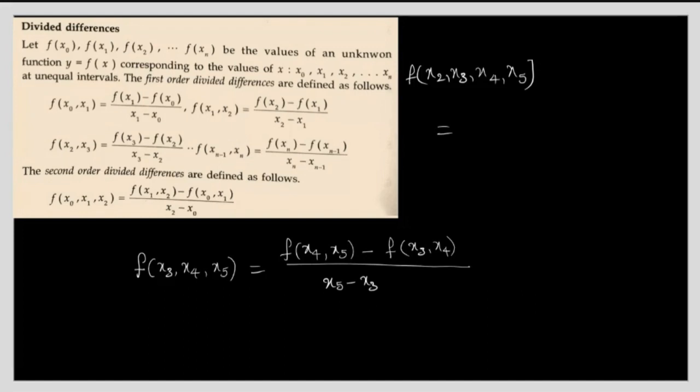Can anyone tell how to define the fourth order difference? It is the difference between third orders. Take the last one, f of x3, x4, x5, minus f of x2, x3, x4, divided by x5 minus x2. That means last number minus first number.